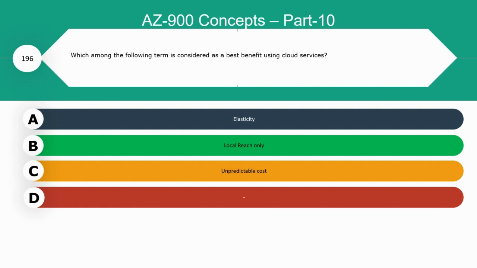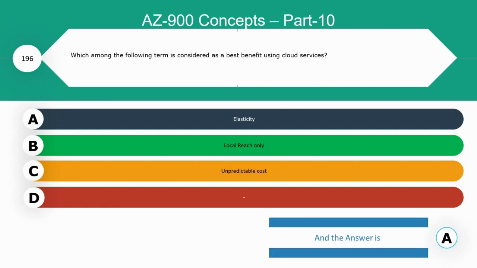Next question, which among the following terms is considered the best benefit of using cloud services? Is it elasticity, or local reach only, or unpredictable cost? You should knock out the wrong answers. By this way, local reach only and unpredictable cost are not relevant features of the cloud. With that, option A is the right answer. That is, elasticity is a feature of the cloud, and so A is the correct answer.